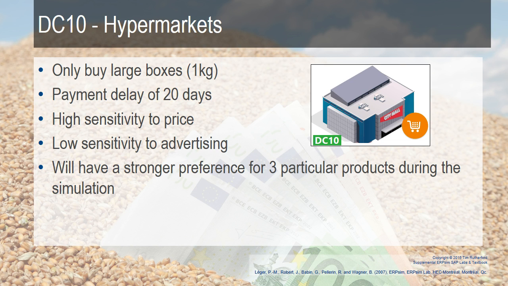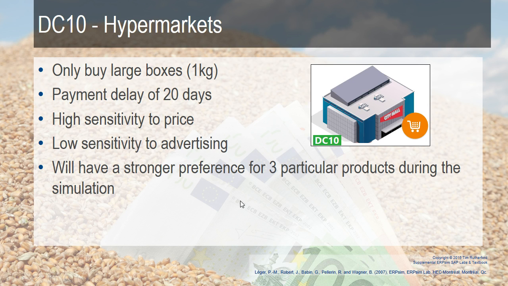Again, they only buy the 1 kilogram boxes, the large boxes, because they do work in bulk. Their payment, the time that they're paying you, tends to be 20 days after delivery. So it's a slower payment than some of the other distribution channels. Because they are price sensitive, your price needs to be lower to be able to get in. They are not sensitive to advertising. So it's not the kind of thing where you can say, I'm going to have a high price and a lot of advertising to make up for it. They aren't as sensitive to your marketing. They're more sensitive to your price.